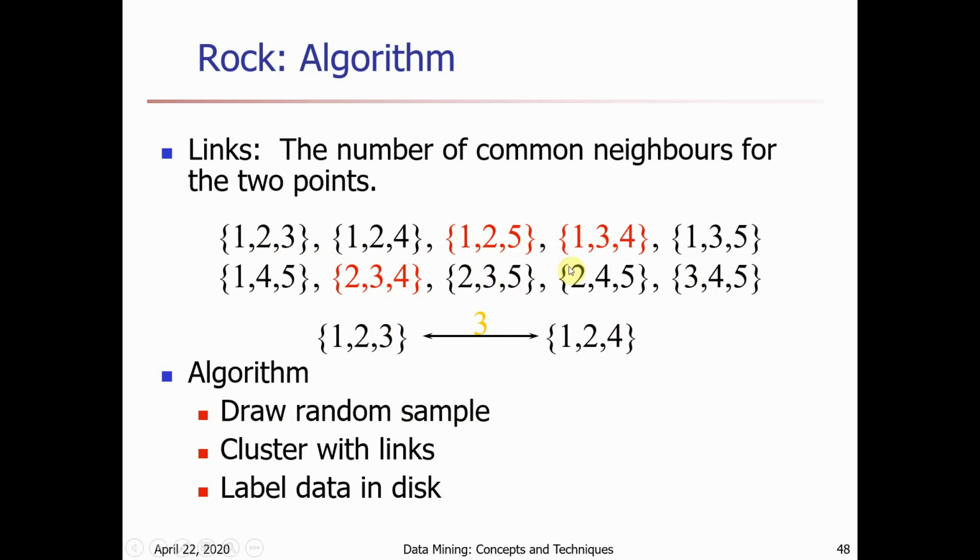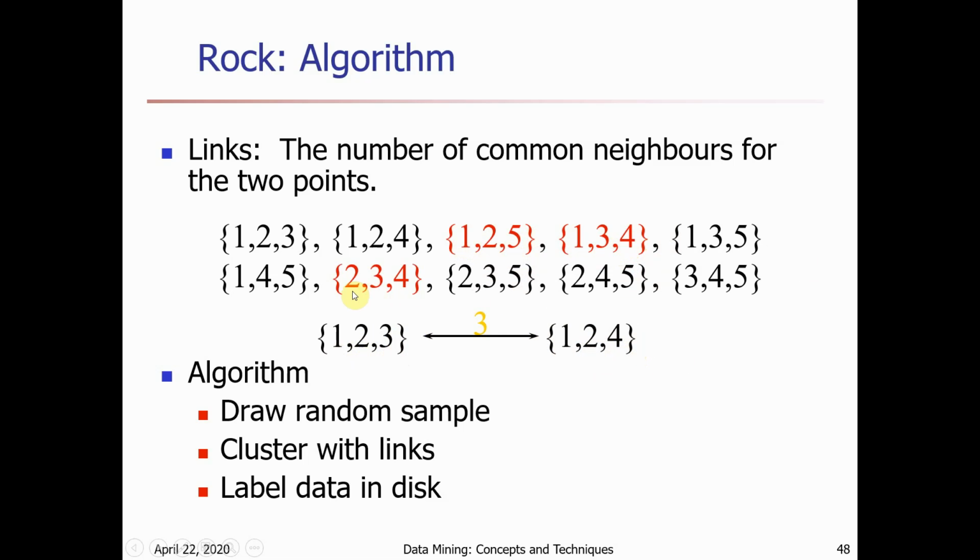How many points act as neighbors of these two points? Yes, now observe, 1 2 5 is the common neighbor. 1 2 means majority values are common in these two points. So 1 2, 1 2. So next 1 3, 1 3, 1 4. So 1 3 4 is the common neighbor of 1 2 3 as well as 1 2 4.